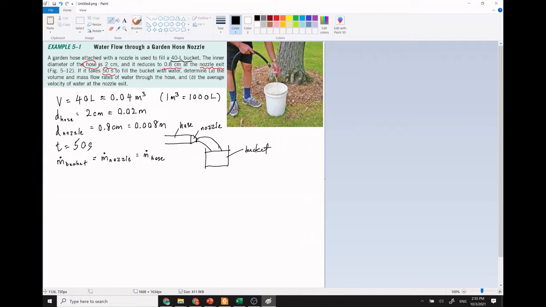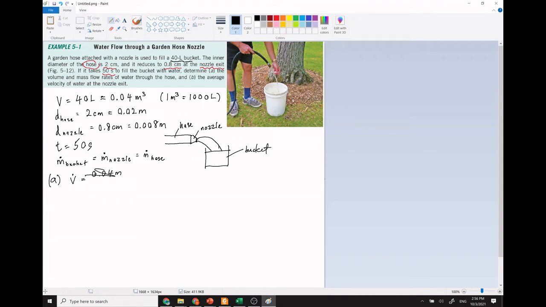And then you are given the information about the bucket, the volume of the bucket, and the time to fill up the bucket. So the mass flow rate through the hose should be equal to the mass flow rate through the nozzle. So A, to calculate the volume flow rate, you must take the volume, which is 0.04 meter cube.